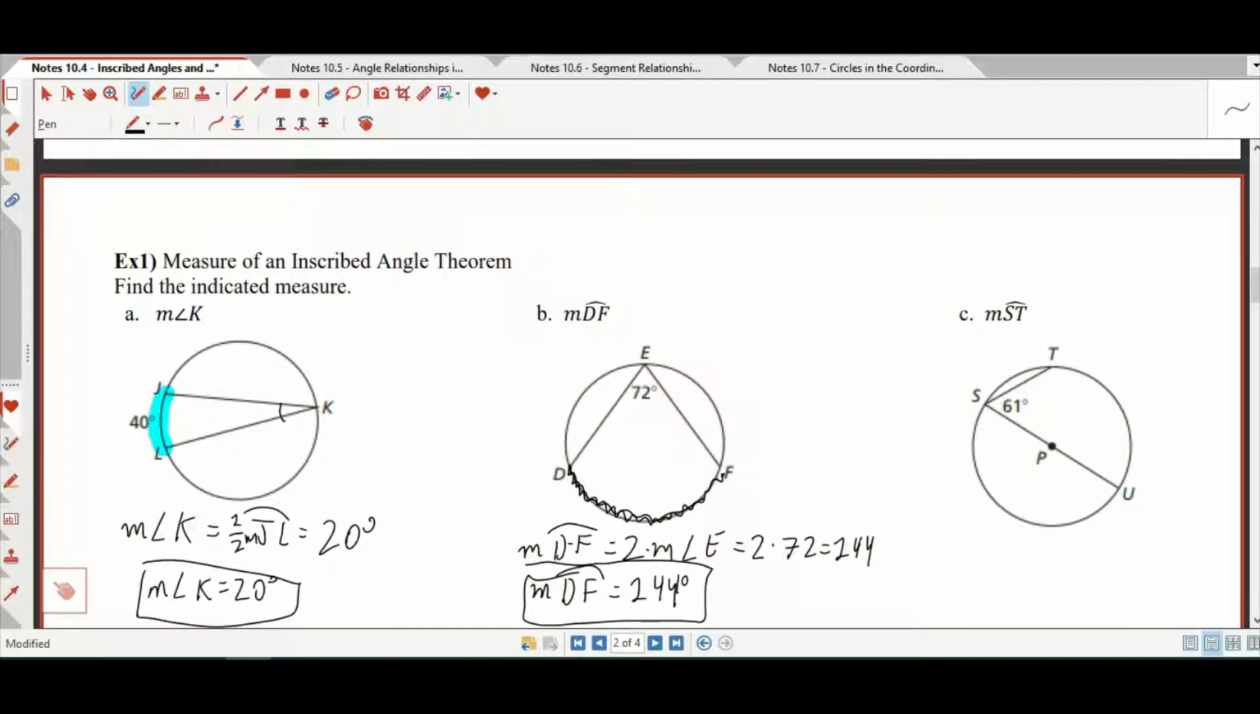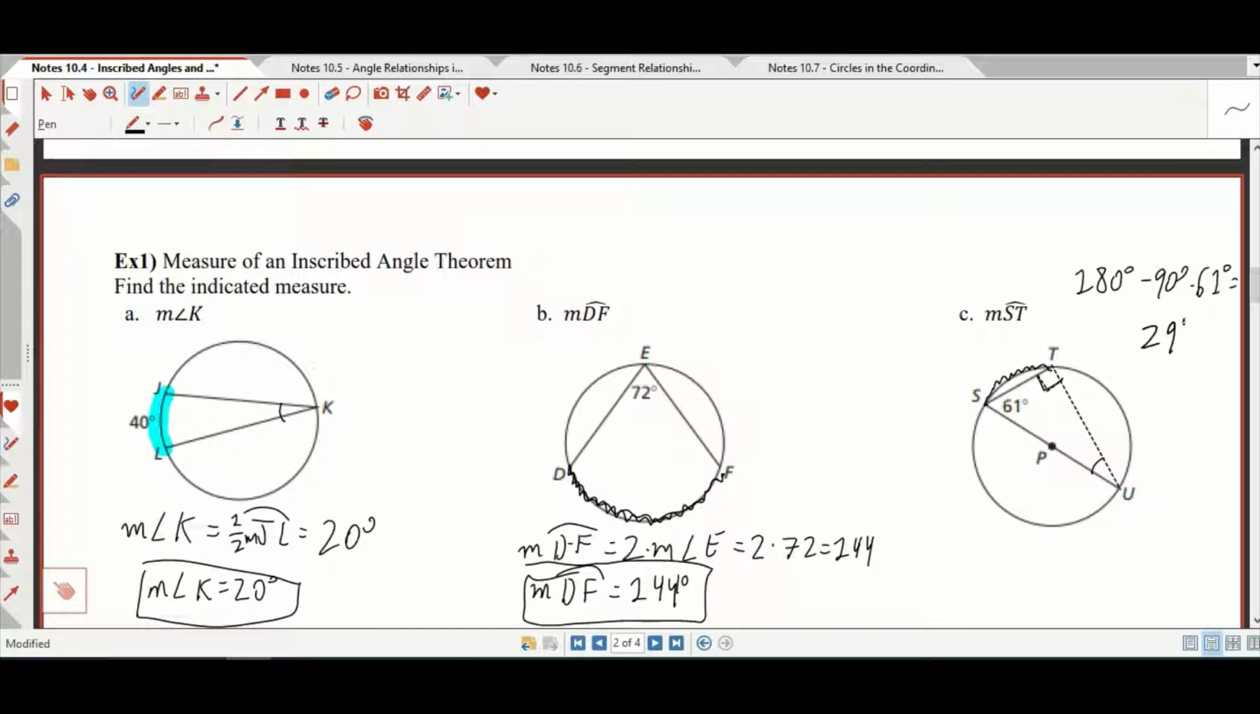Okay, measure of arc ST, that's this little guy right here. Well, let's see here. So we've got a diameter here, which makes that a right triangle, by the way. Why? Because if this is 180 degrees, this has got to be 90. 180 degrees is what goes into every triangle. Take away the 90 degrees that we know because that's a diameter. Take away the 61 degrees we've been given. And 180 minus 90 is 90, and 90 minus 61 is 29 degrees.